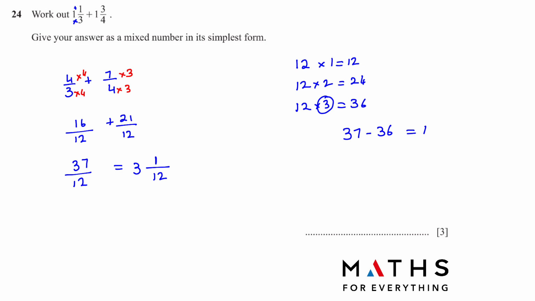If you don't know your 12 times table, you can add 12 plus 12 is 24. So this is 12 times 2. And then you again add 12, you will get 36. So 12 times 3 is 36.